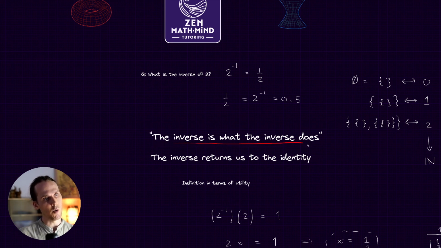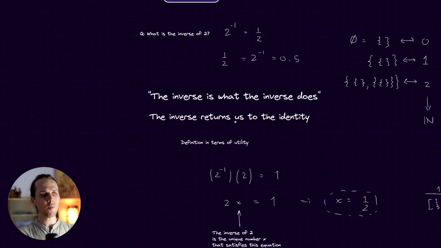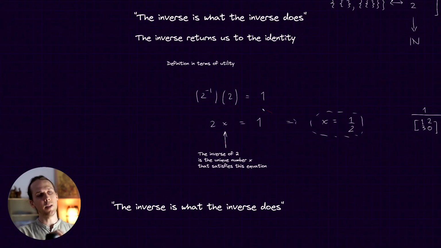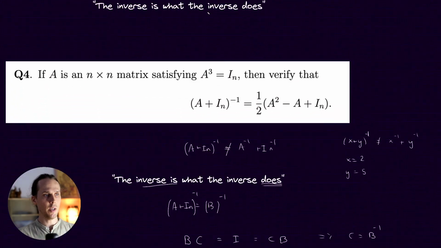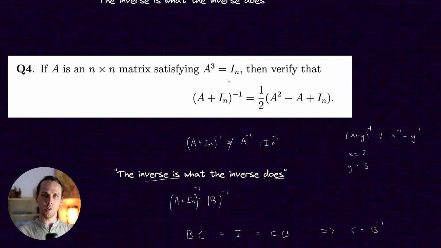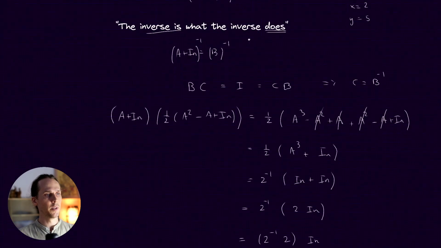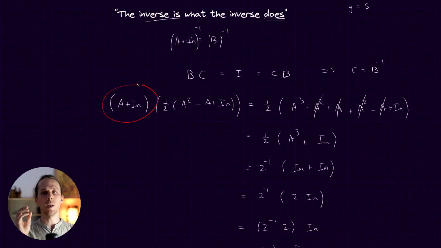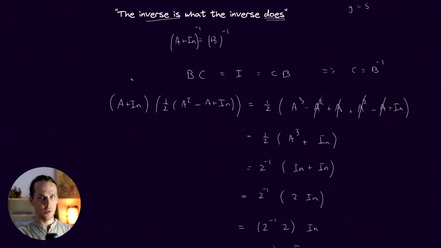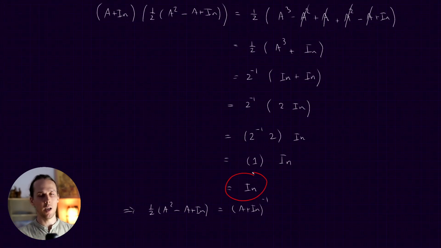And that can be summarized succinctly with this motto, which I think is one of the most important mottos in higher mathematics. The inverse is what the inverse does. And what does the inverse do? It takes us back to the identity. Okay, so to verify that for some matrix, the inverse is something, we need to check that it does what the inverse ought to do, which is that if we multiply it with the matrix it's meant to be the inverse of, we should get the identity, and we did. So therefore it is the inverse.